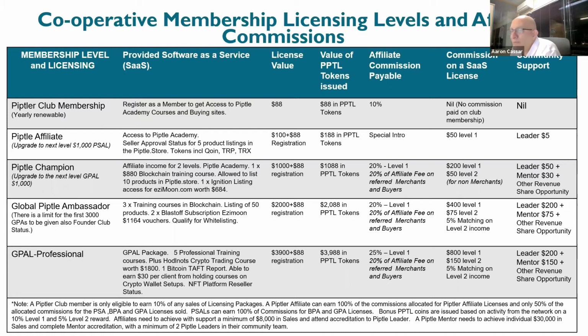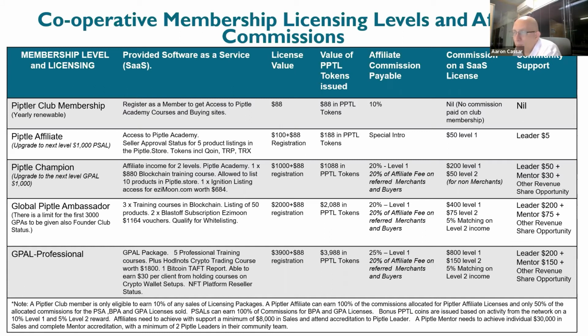So as a cooperative, we have several levels that people can participate at. We have our club membership level, affiliate, champion, ambassador, and professional. Each of those levels has a different price. And what you see there, from $88 to $3,988, are the different packages and the different opportunities that they offer with education and training. When people purchase those packages, they'll be allocated some tokens as well. They'll be able to use those tokens within the cooperative ecosystem.